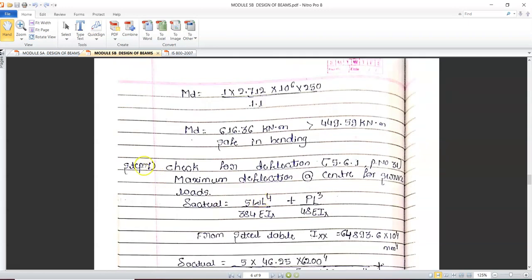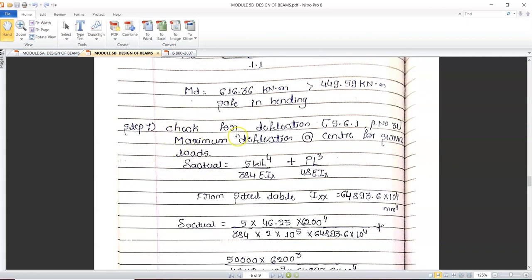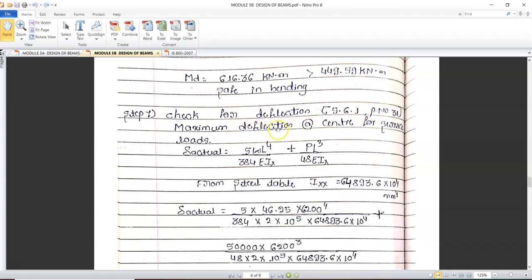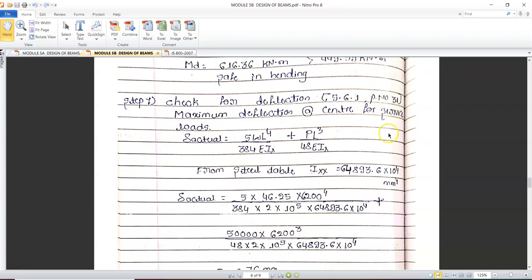Now coming to step number 7: check for deflection. Deflection is always checked at the center. Since it is a simply supported beam subjected to UDL and point load, the maximum deflection will be at the center. And one more important thing, deflection is always checked for the service loads, not the factored loads.